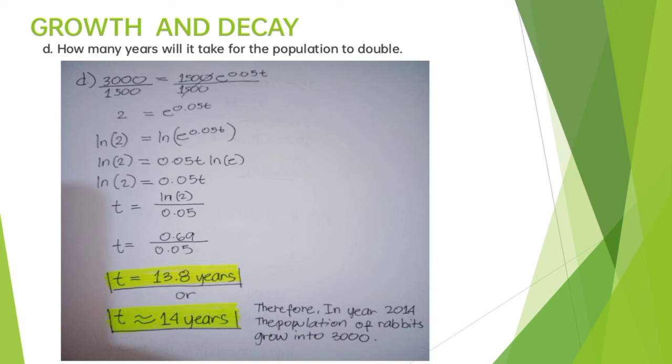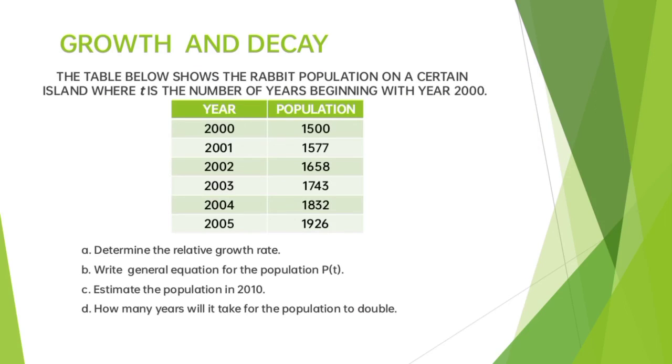Let's proceed to letter D. How many years will it take for the population to double? When we analyze the question, we go back to the given problem. The initial population is 1,500. This 1,500 population will become 3,000 because it doubles. In what year will the population become 3,000?